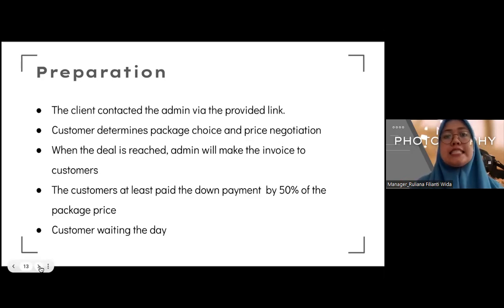The second one is the customer determines the package choice and price negotiation. The third one is when the deal is reached, the admin will make the invoice for the customer. Then the customer at least pays the down payment, or we can say DP, of 50% of the package price, and the customer waits for the day. Okay, next slide, please.